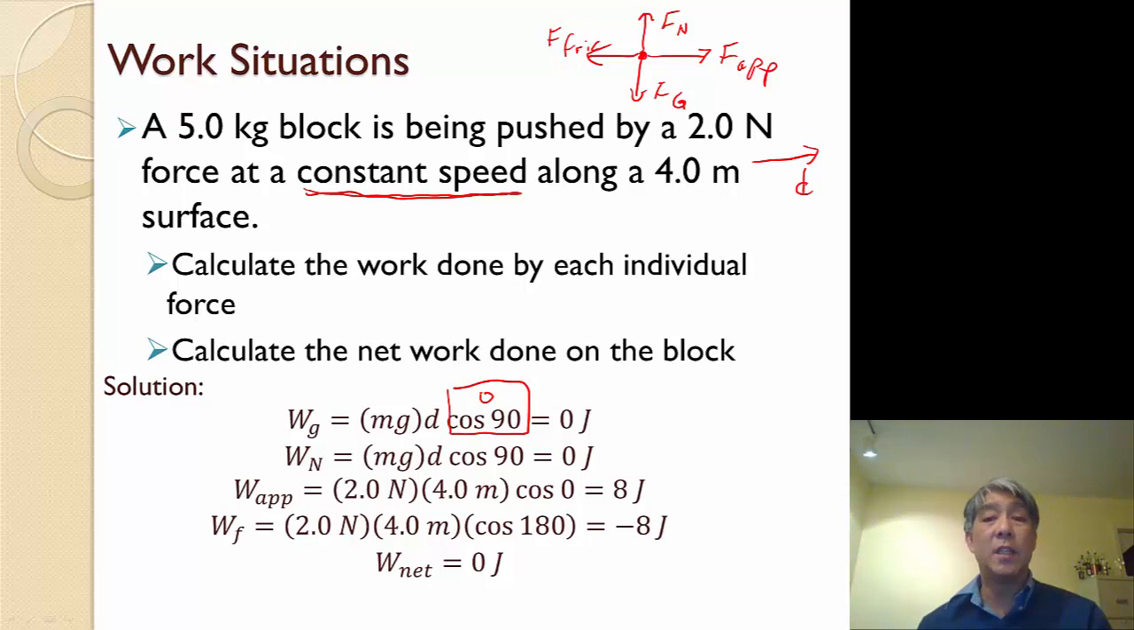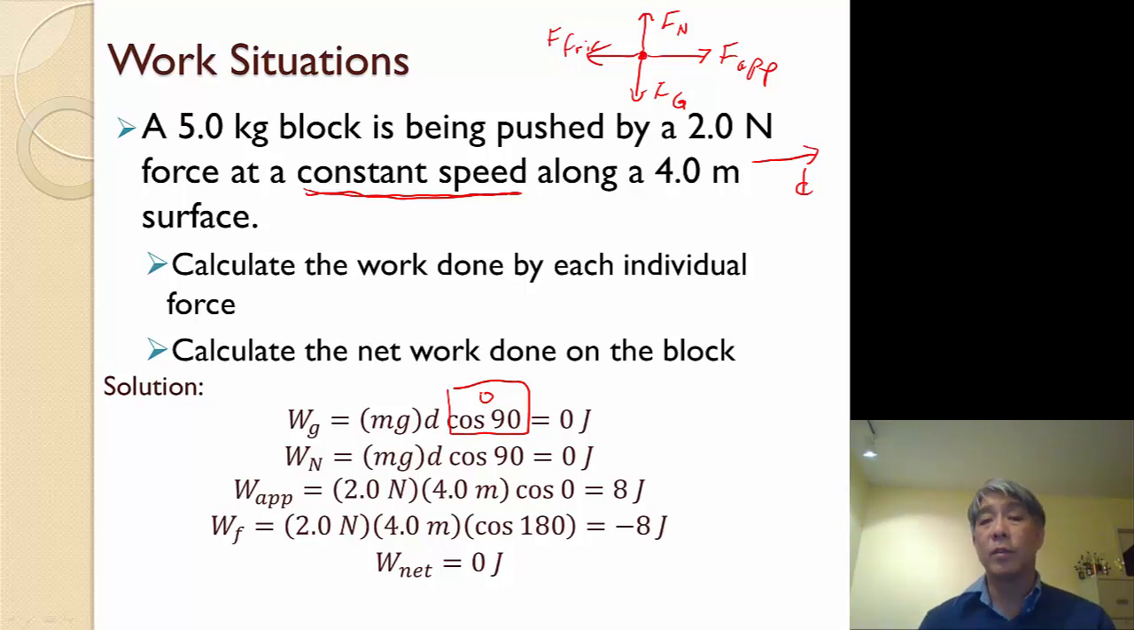So it doesn't matter what m, g, and d are, it's still going to be 0. Same with the normal force, okay? The angle there is going to be 90. So m times g times d, it's the same thing, 0 joules. Those two forces are perpendicular to my displacement, and so they do 0 work.